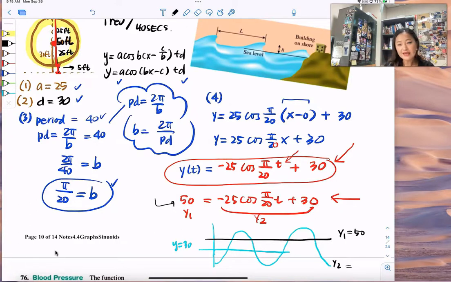So if you think about what's happening here, it's going to tell you all the times that it reaches 50 feet. That's how you do this. And I'll show you how to do this on the calculator in the next video.